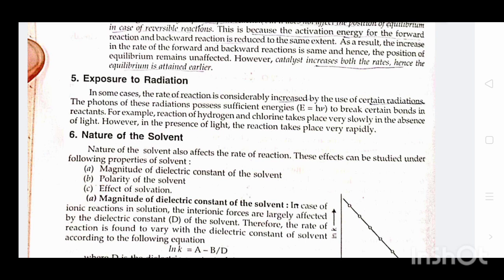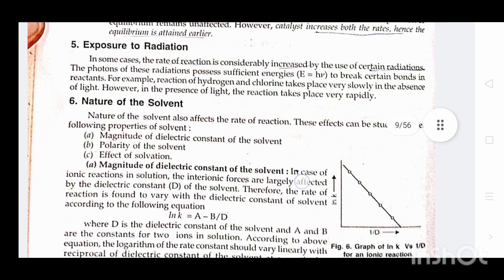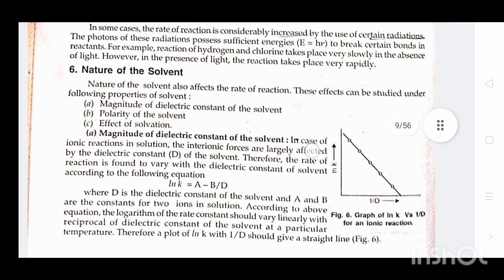Nature of solvent. Nature of solvent also affects the rate of reaction. These effects can be studied under the following properties of solvent: magnitude of dielectric constant of the solvent, polarity of solvent, and effect of solvation. First is magnitude of dielectric constant of the solvent.